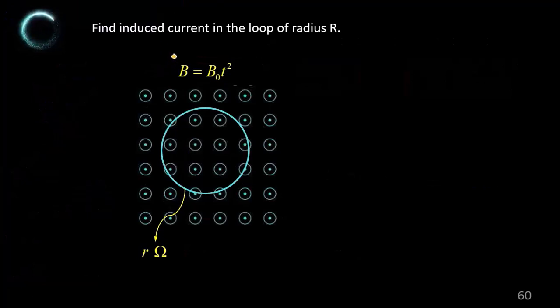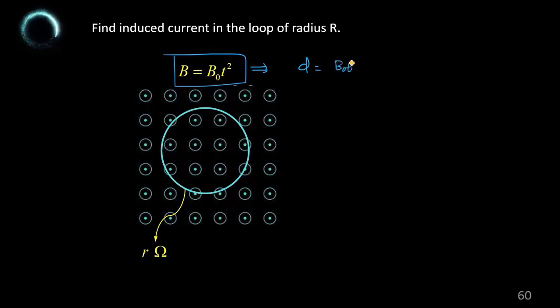Let us say B is changing as B naught into t square, and you want to calculate the induced current. Corresponding to that, phi is how much? Phi equals B naught t square into area. If the radius of the loop is capital R and I take theta as 0, since B is dot, I assume that A is also dot. So phi equals B naught t square into pi R square.